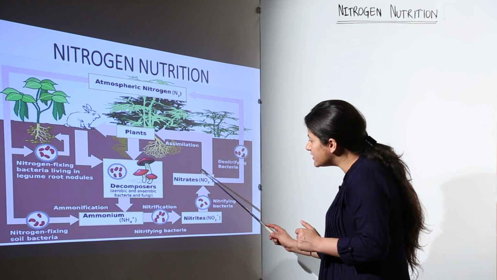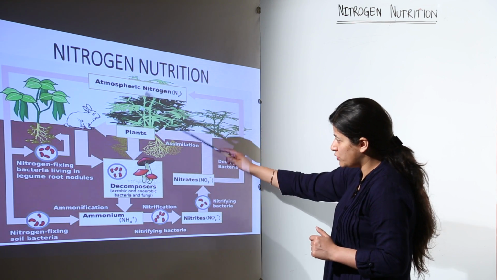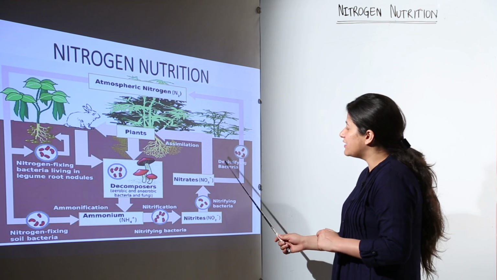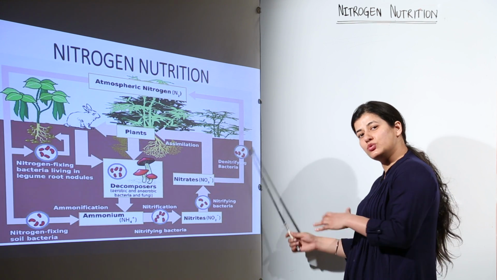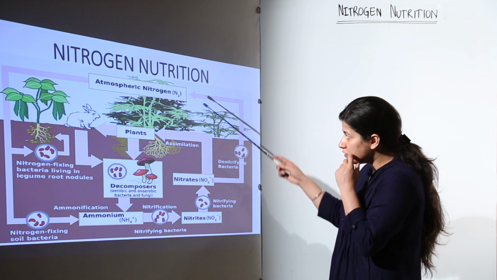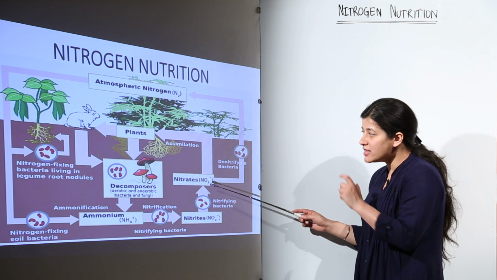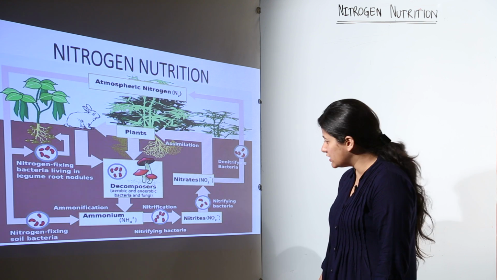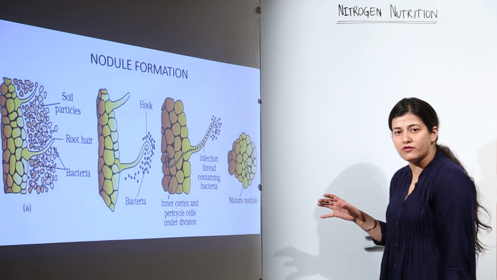And apart from this, the nitrogen which has been taken up from the atmosphere is added back to the atmosphere by a few denitrifying bacteria, which convert the nitrates back into the gaseous form of nitrogen that is added into the atmosphere. So this is all about understanding nitrogen nutrition in a gross way, how it takes place. About their biochemical ways we have understood in the previous lecture. Next we are going to pictorially understand how nodule formation takes place.